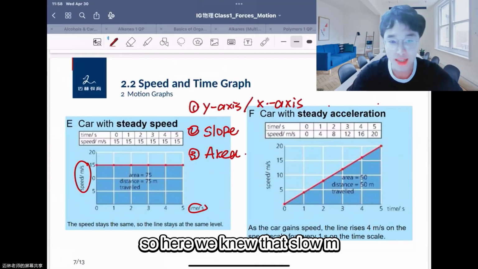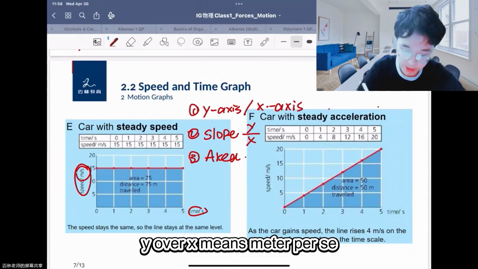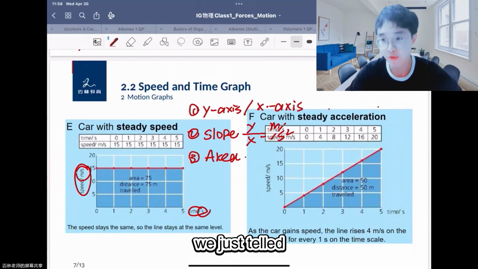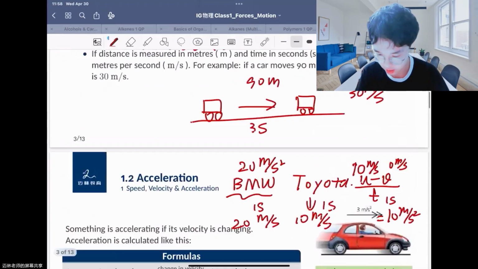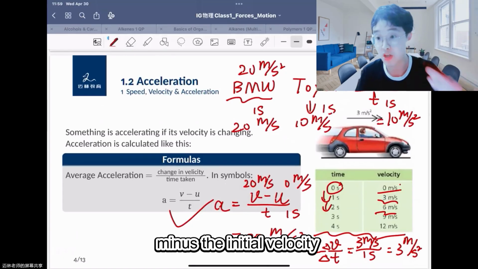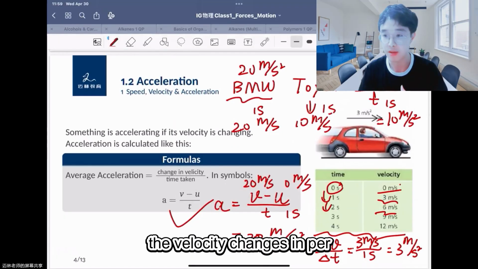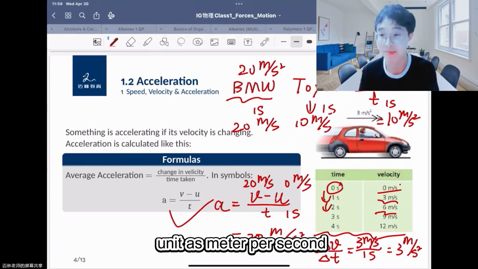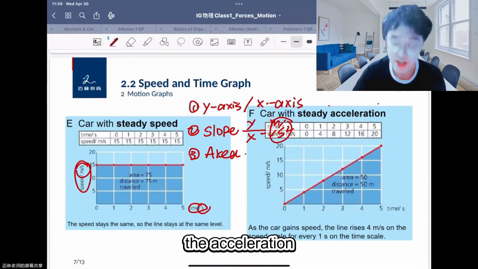So here we knew that slope means y over x. In this diagram, y over x means meter per second over second, as we know that equals meter per second square. And as we said on the other slides, acceleration is the final velocity minus the initial velocity over the time taken. Here the velocity changes per second, which means the unit of acceleration is meter per second square. Okay, so here we knew that is the acceleration.